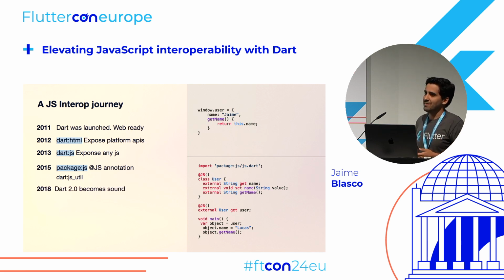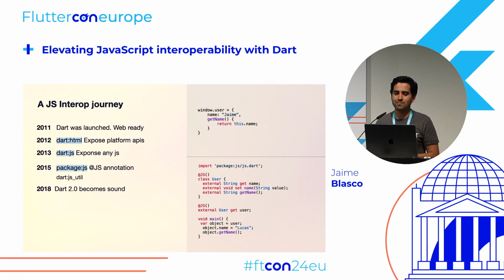In 2018, which sounds like yesterday but was a long time ago, they released Dart 2.0, which brought soundness to the language. For those of you who are not familiar with this, soundness means that when you compile the app, every type that you are expecting in the app is verified and ensured to be correct.